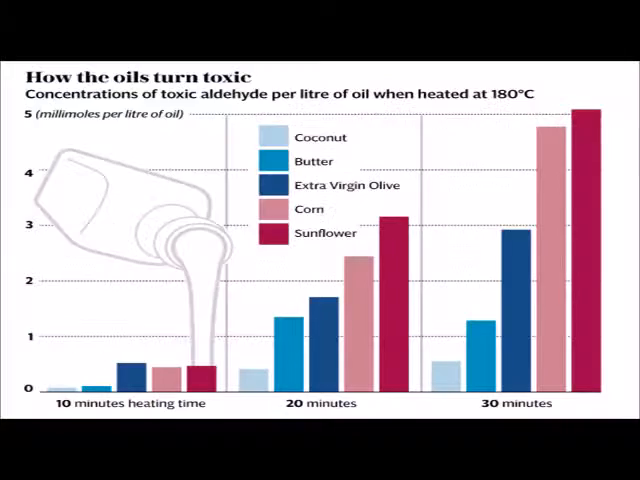A fairly recent study by Martin Grootveld, a professor of bioanalytical chemistry and chemical pathology, said that a regular meal of fish and chips fried in vegetable oil contained as much as 100 to 200 times more toxic aldehydes than the safe daily limit set by the World Health Organization, and also identified coconut oil and butter as the safest for cooking.